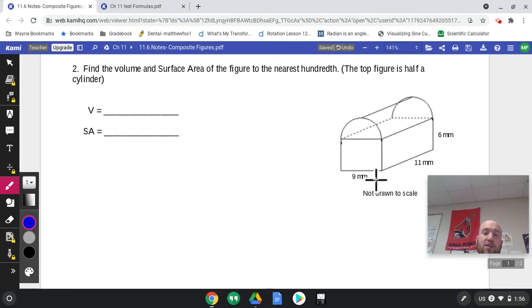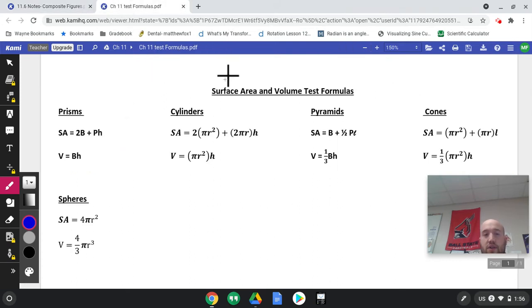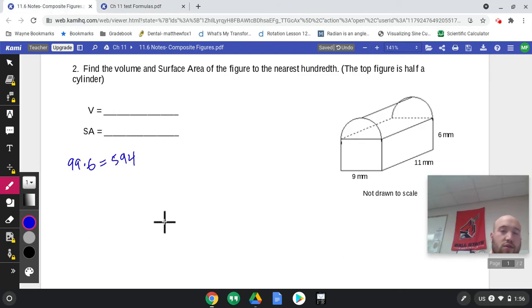Now the prism will be really easy. 9 times 11 gives us 99, and the height of 6, so 99 times 6 gives us 594. For your cylinder, you're going to find the volume of it and then just divide it by 2 because we only have half of it. Okay, so a cylinder right here, pi r squared times the height.